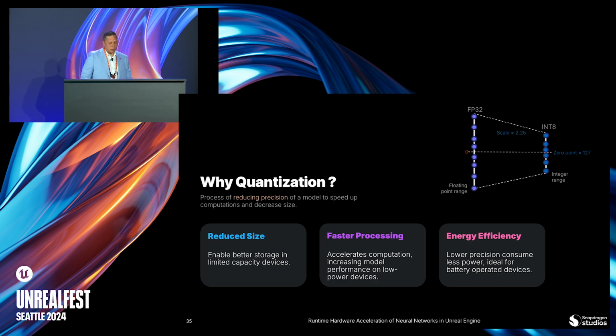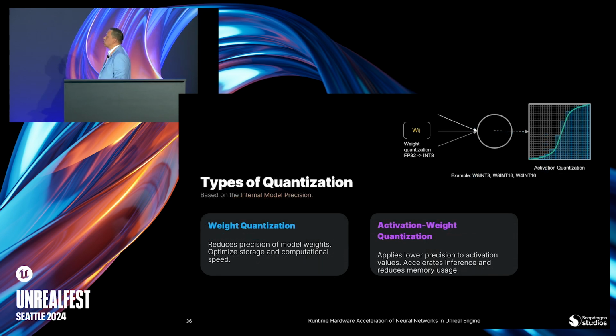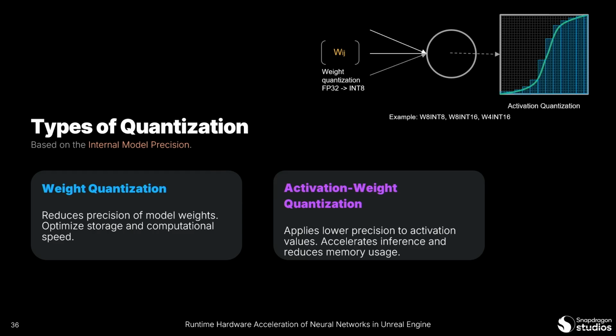And there are different types of quantization. One is weight quantization, which is reducing the precision of the weights of the neural network, or activation quantization, which is reducing the precision of the activation functions.